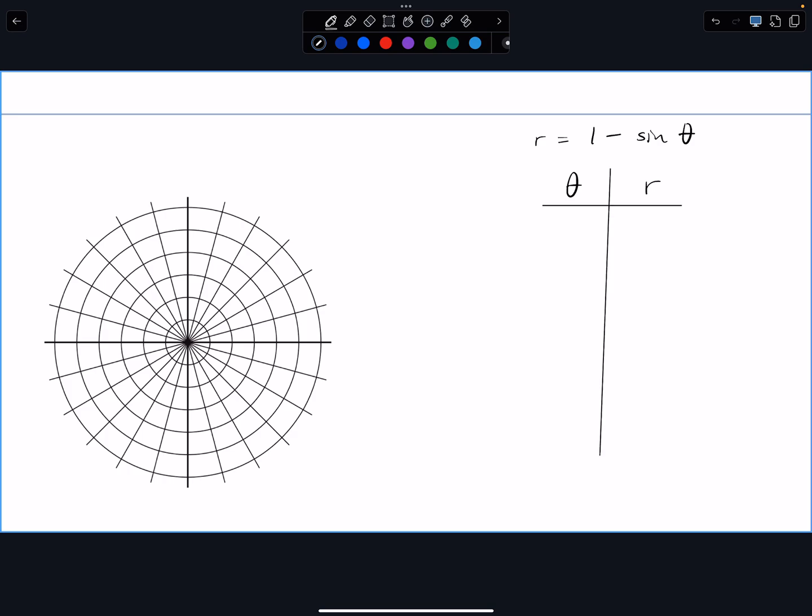So we're not going to do an X and Y table. We're going to do a theta and R table.